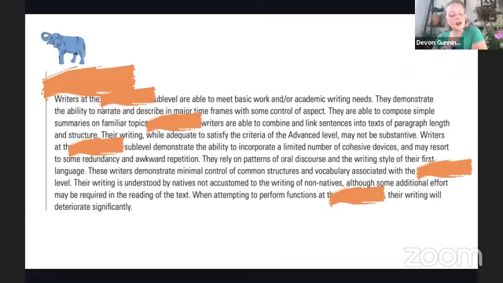Their writing is understood by natives not accustomed to the writing of non-natives, so sympathetic readers, although some additional effort may be required in the reading of the text. When attempting to perform functions at the blank level, writing deteriorates significantly. So that's the ceiling. If you've ever taken an OPI, that's the ceiling that they're at if they start to deteriorate significantly.